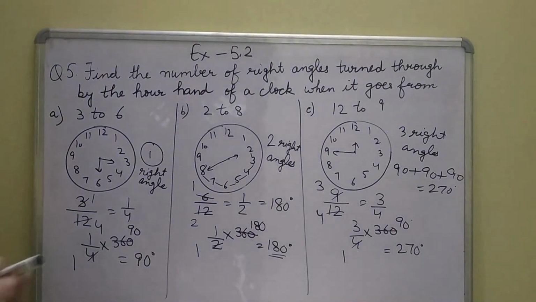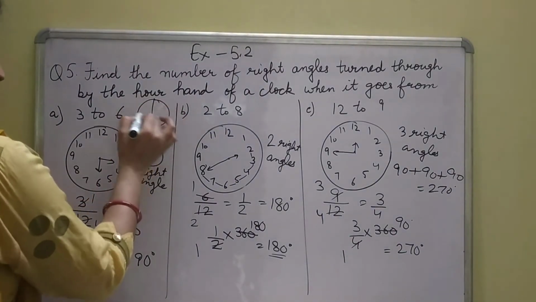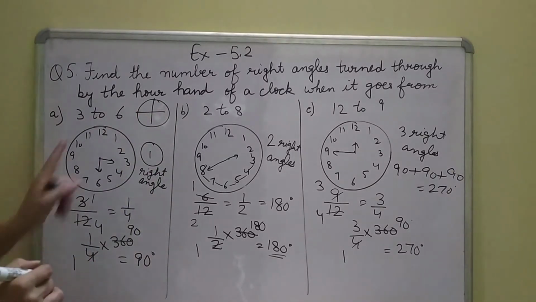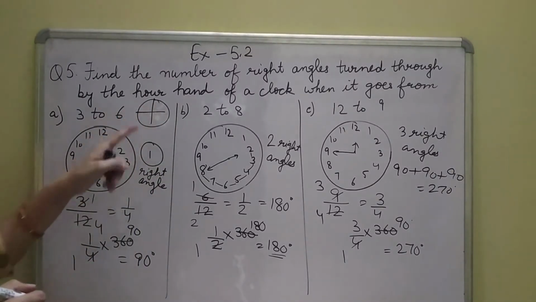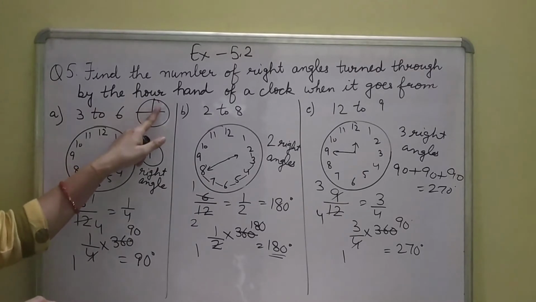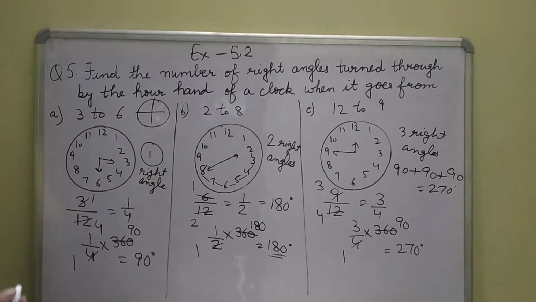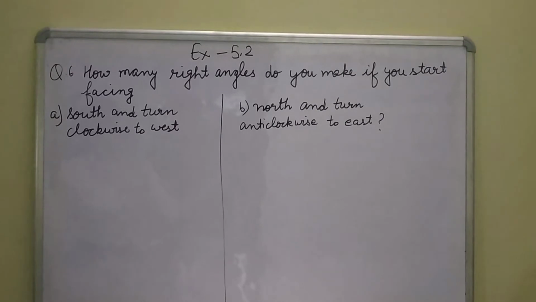Or we can say that the complete clock is divided into 4 parts: 90, 90, 90, 90. So 3 by 4 means 1, 2, 3 right angles. So this way also you can do. So that is your question number 5. Now let's move to question number 6. So what do we have in question number 6?